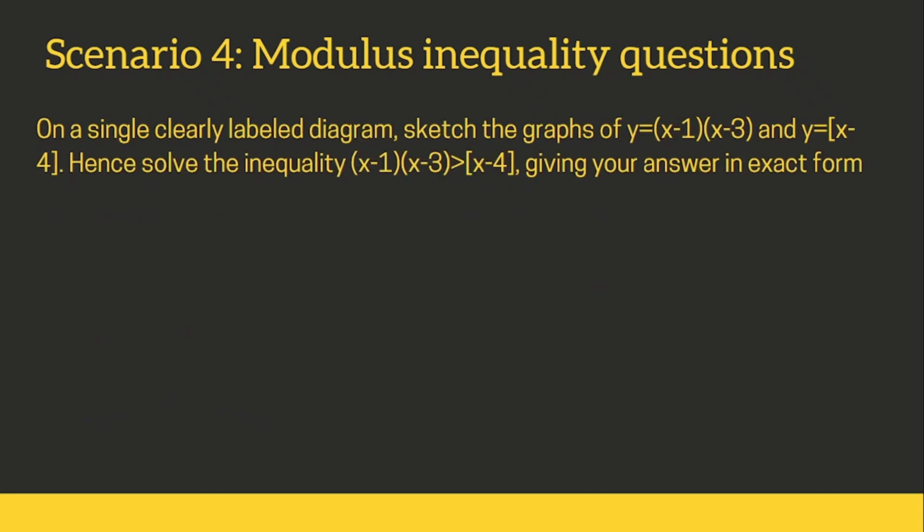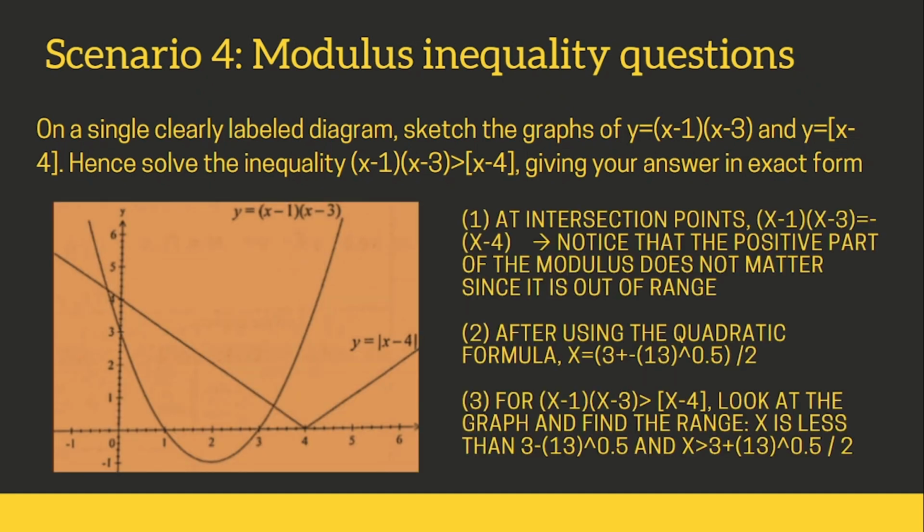Then another question is, on a single clearly labeled diagram, sketch y equal (x minus 1)(x minus 3) and y equal modulus of x minus 4, and it asks you to solve this inequality. So to solve this inequality, you just try and draw the graph first. So this is the graph you will draw, and then you notice that there will be two intersection points.